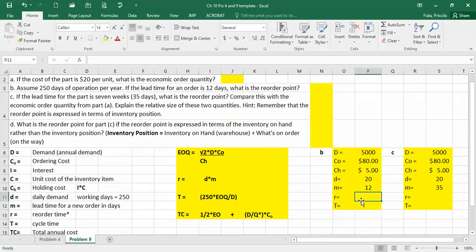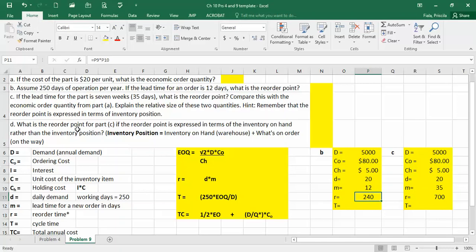Your reorder point is going to be your daily demand times your lead time. So it's going to change because you multiply your daily demand by the lead time, and you're going to have different amounts. So 20 times 12, and right here you're going to have 20 times 35. So your reorder point using a lead time of 12 would be 240, but your reorder point right here is 700 using a lead time of 35 days.